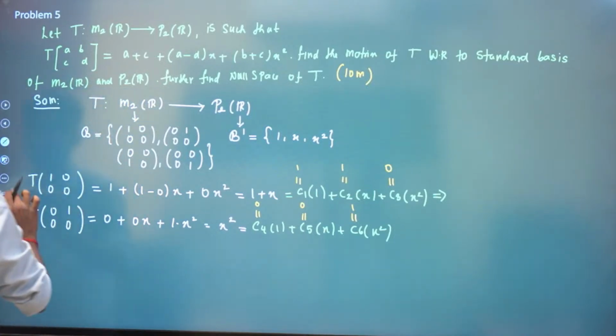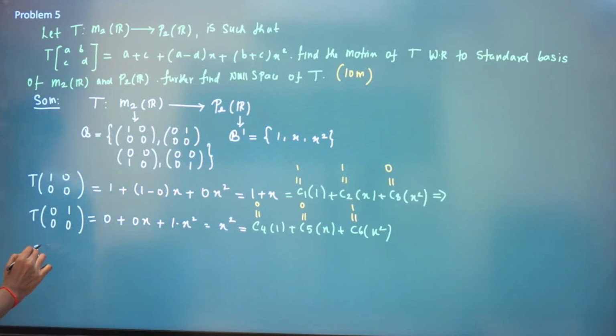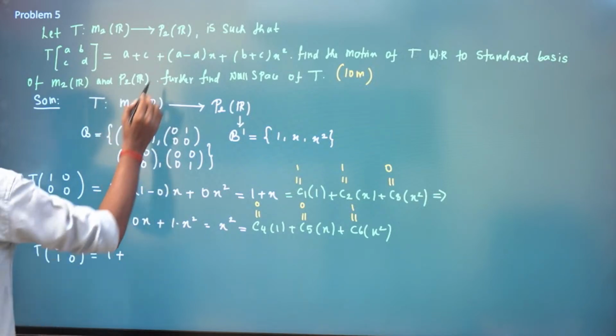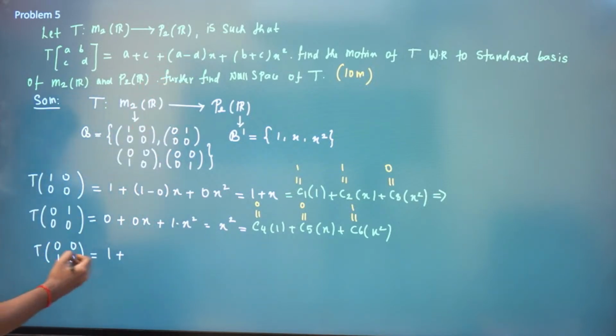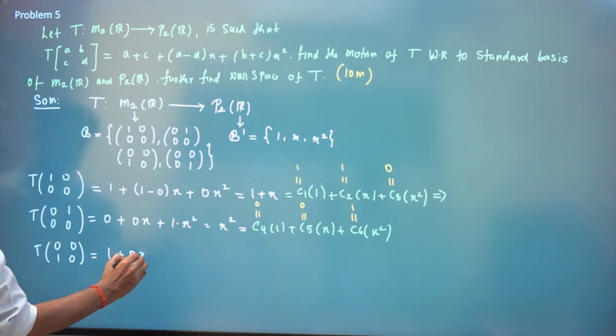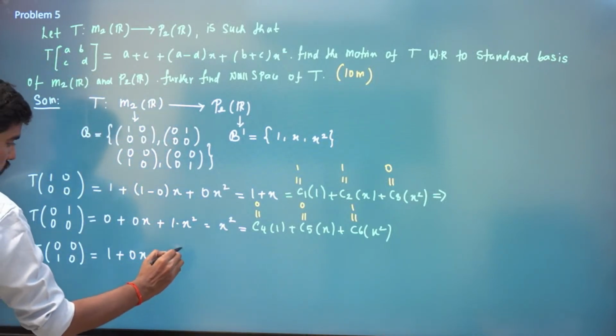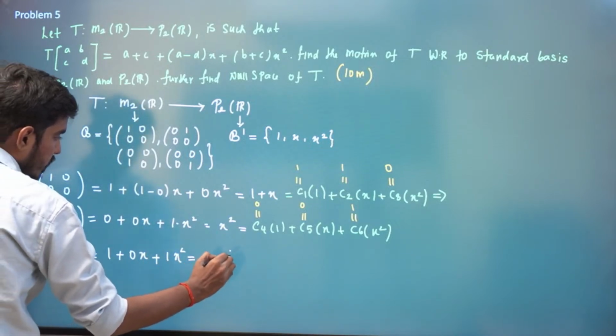Now we will find the third one. So T of 0, 0, 1, 0. So a plus c, which is 1. A minus d is 0, into x, plus b plus c. So b plus c is 1, x square. So we have 1 plus x square.